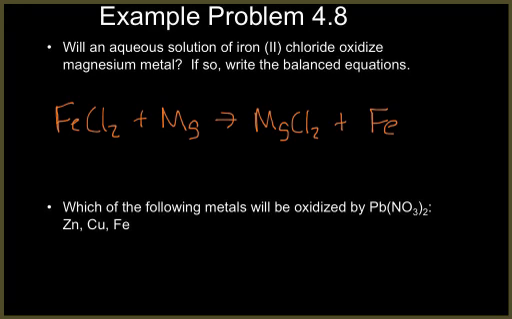Okay, my last question here is, which of the following metals will be oxidized by lead nitrate? Oxidized means which of the following metals will react with lead nitrate. So what we're going to do is look for each of these metals, and then look for the lead, the Pb2+ ion. And again, if the ion is below them, then that reaction will occur.